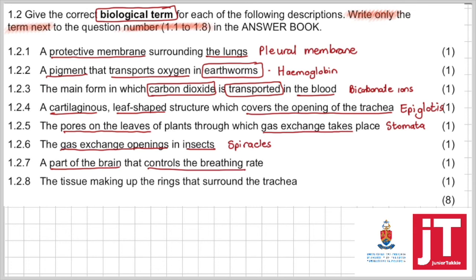A part of the brain that controls the breathing rate. Here we're looking at the medulla oblongata. And last one, 1.2.8, the tissue making up the rings that surround the trachea. We're looking at the tissue. So here we identify cartilage.